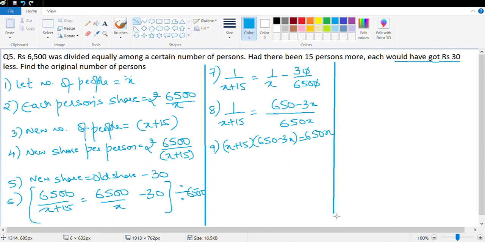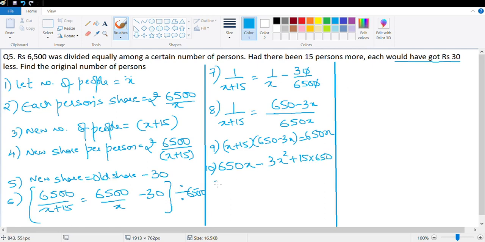Right, let's open this bracket and go ahead and solve it. So now we have X into 650, that's 650X, X into 3X, that's negative 3X square, plus 15 into 650, then plus 15 into negative 3X, which is negative 45X, which is equal to 650X. 650X and 650X get cancelled. Let's bring everything onto the right hand side so that I have X square as positive. So we have 3X square plus 45X minus 15 into 650 is equal to 0.